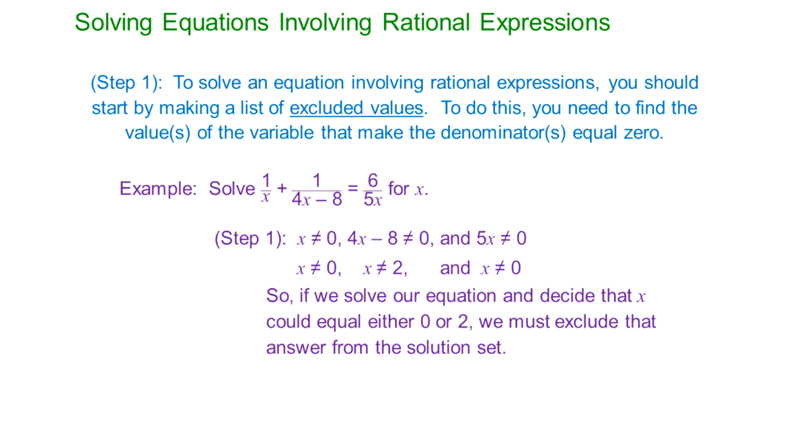As I said in blue at the top of the page, I will start the problems in this lesson by making a list of values that x cannot equal. This means that I will find the values of x that make each of the denominators equal 0. Note that if x equals 0 or 2 for this problem, then one or more of the denominators of the fractions will equal 0. And recall that, as I talked about in my video on graphing rational functions, a fraction that has a denominator equal to 0 will be undefined. So, if I solve this equation and decide that x could equal either 0 or 2, I will change my mind and exclude this answer from the solution set.